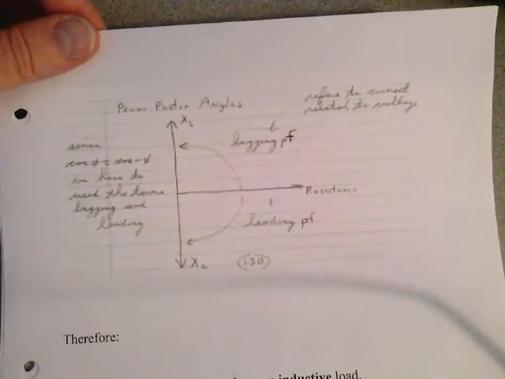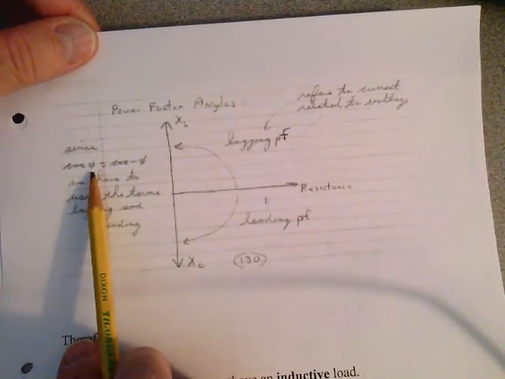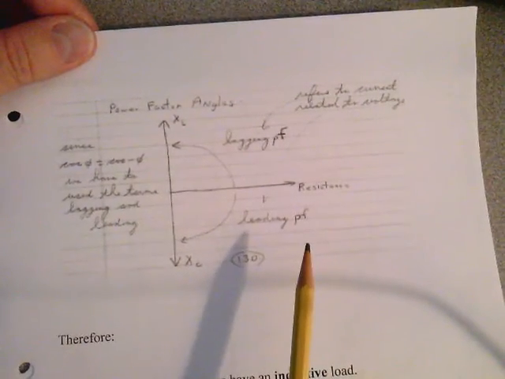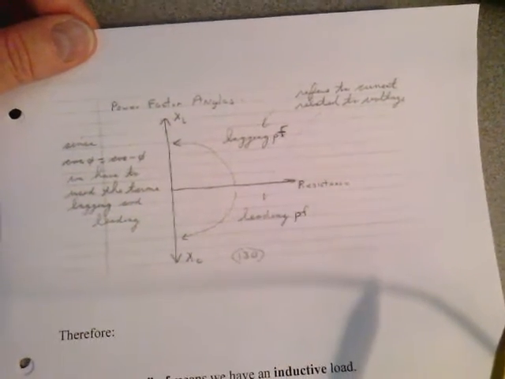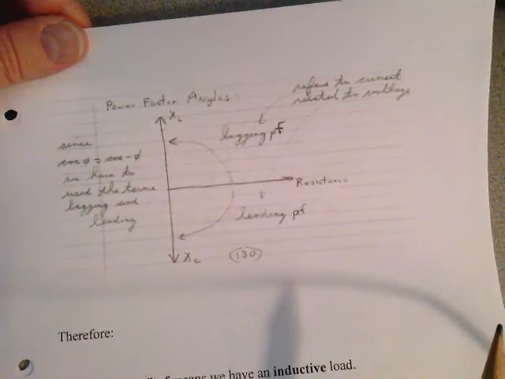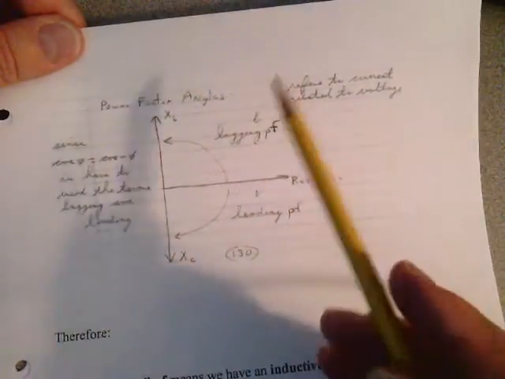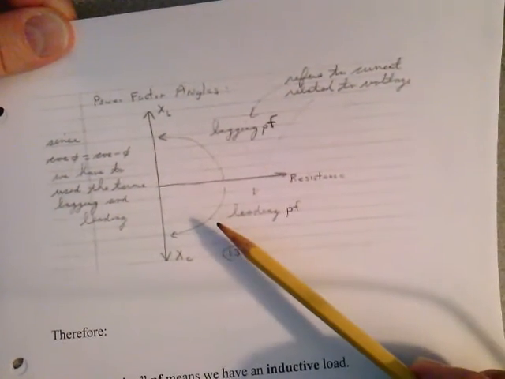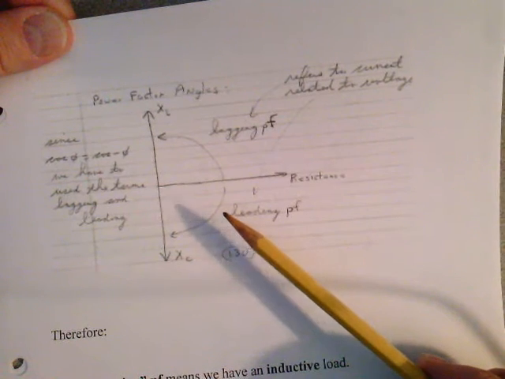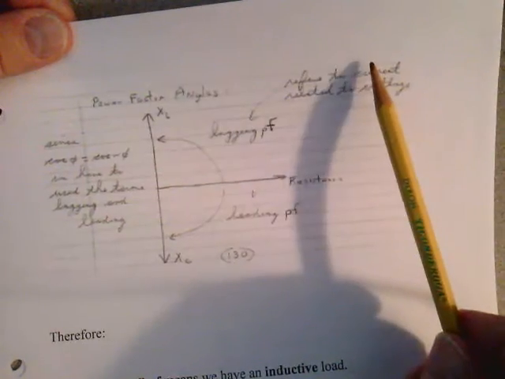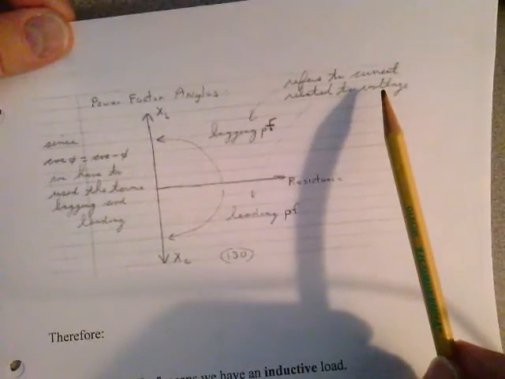Power factor angles. Since the cosine of an angle and the cosine of a negative angle are the same value, the cosine of plus 45 and the cosine of minus 45 are equal. The cosine of plus 30 and the cosine of minus 30 have the same value. Since the cosine of angles in the first quadrant are equal to the cosine of angles in the fourth quadrant, what you have to do is use terms like lagging and leading. And it always refers to the current with respect to the voltage.